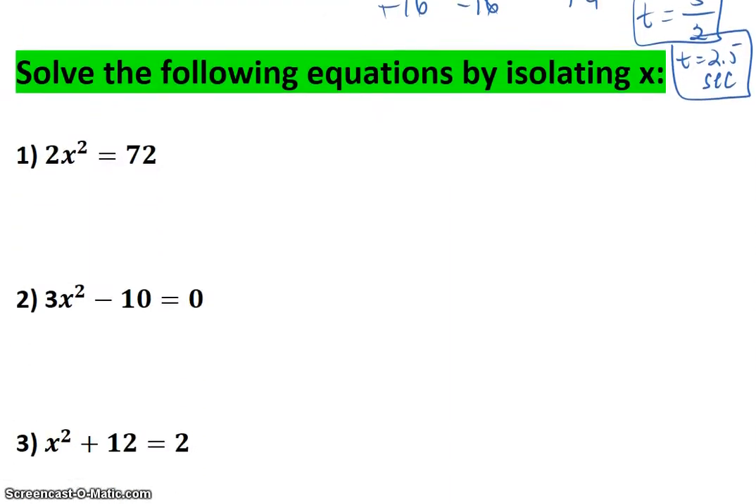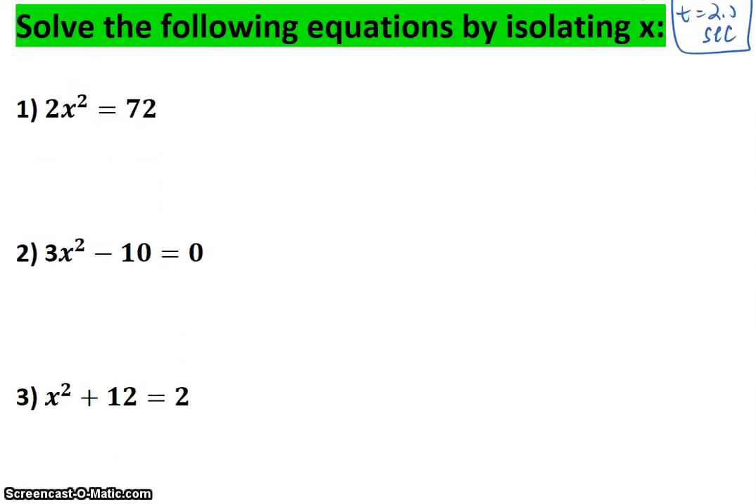Now let's just do some regular problems. So we're going to solve these by isolating x. Again, if you want to pause the video so you can write down the examples first, that's fine.